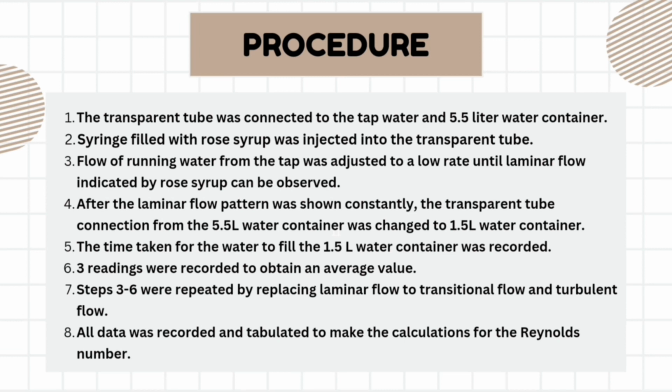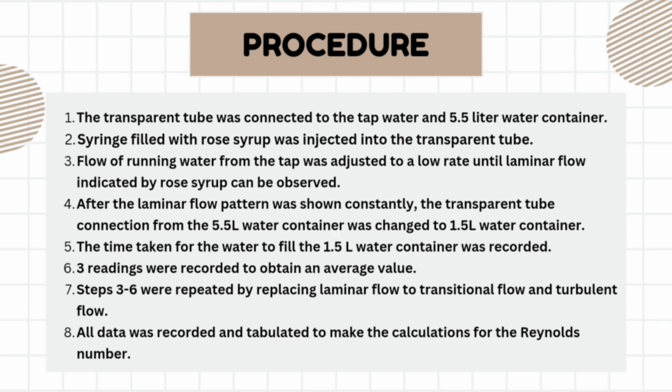The experiment was set up as follows: first, the transparent tube was connected to the tap water and a 5.5 liter water container. Then, the syringe filled with rose syrup was injected into the transparent tube to indicate the flow pattern. The flow of running water from the tap was adjusted to a low rate until laminar flow, indicated by the rose syrup, could be observed. Next, after the laminar flow had shown constantly, the transparent tube connection from the 5.5 liter water container was changed to a 1.5 liter water container.